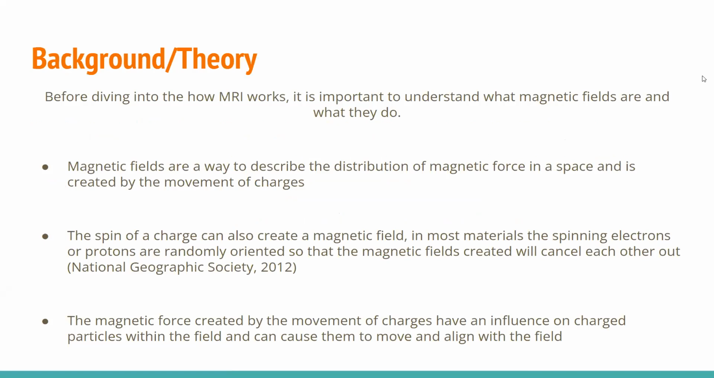Background theory. Before diving into how MRI works, it is important to understand what magnetic fields are and what they do. Magnetic fields are a way to describe the distribution of magnetic force in a space and are created by the movement of charges. The spin of a charge can also create a magnetic field. In most materials, the spinning electrons or protons are randomly oriented so that the magnetic fields created will cancel each other out and it wouldn't be magnetic. The magnetic force created by the movement of charges can have an influence on the charged particles within the field and can cause them to move and align with the field.